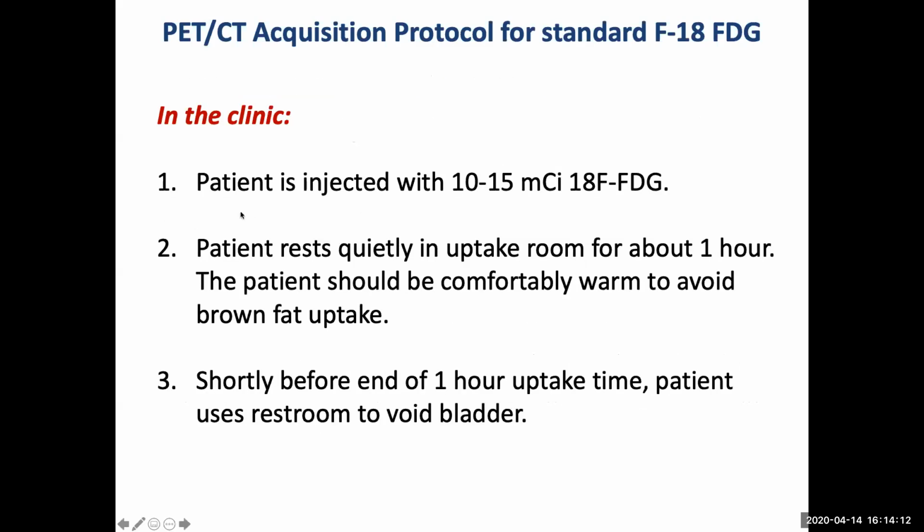In the clinic, the patient is injected with 10 to 15 millicurie, depending on the size or weight of the patient and also the type of machine. If you have a time of flight machine, even 6 millicurie is enough for imaging. The patient rests quietly in the uptake room for about 1 hour. The patient should be comfortably warm to avoid brown fat uptake. Shortly before the end of the 1 hour uptake, the patient uses the restroom to void the bladder.